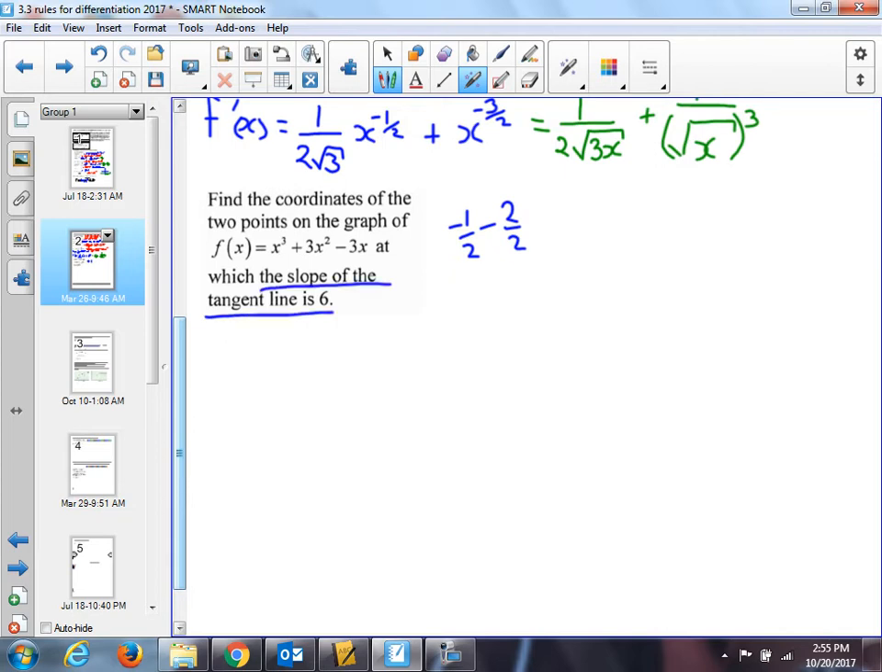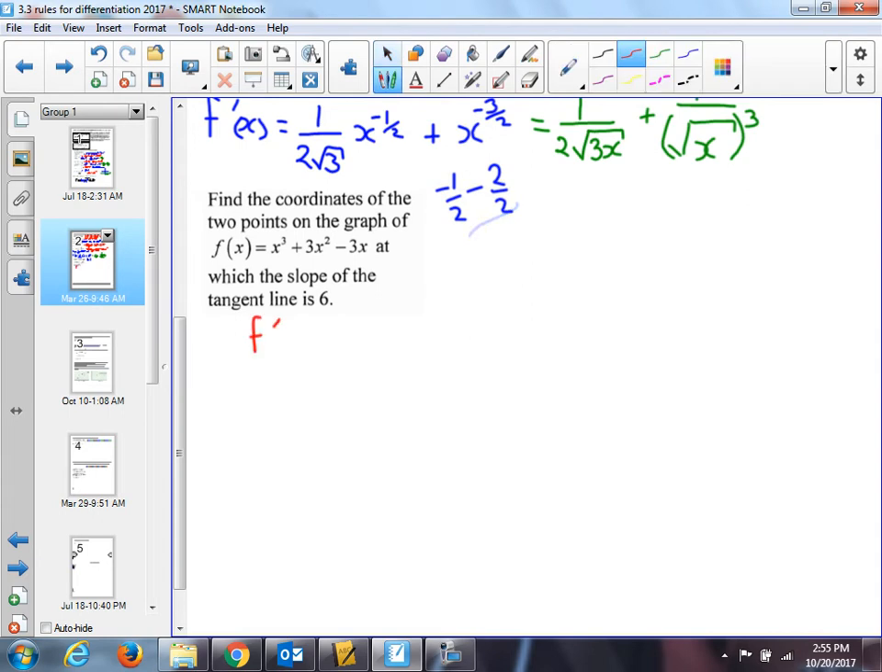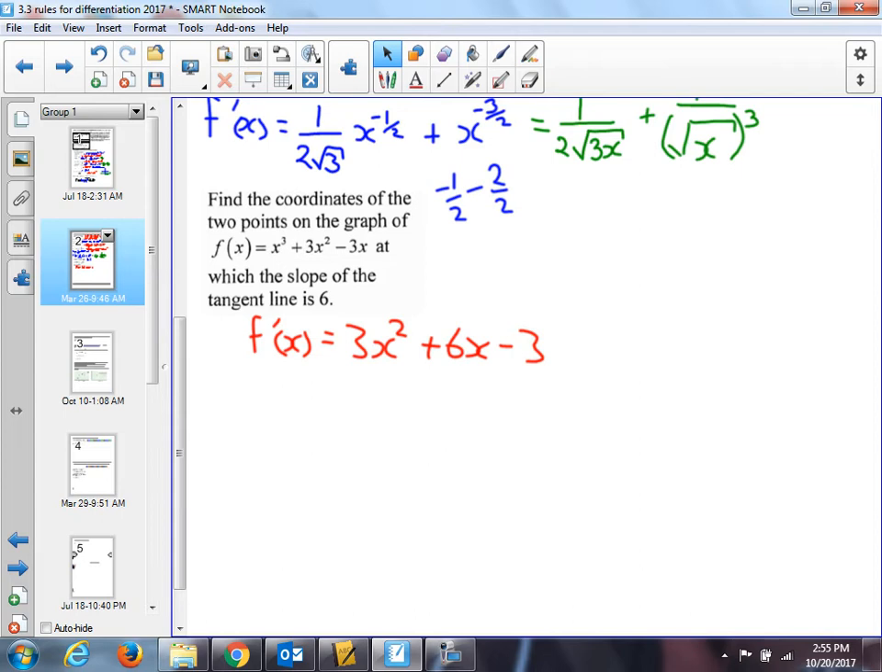Okay, anyways. First it says the slope of the tangent line is 6. So what we need is a formula that gives us the slope of the tangent line. We call that the derivative, right? So we've got to find the derivative. So f prime is 3x squared plus 6x minus 3. Is that correct? Okay.